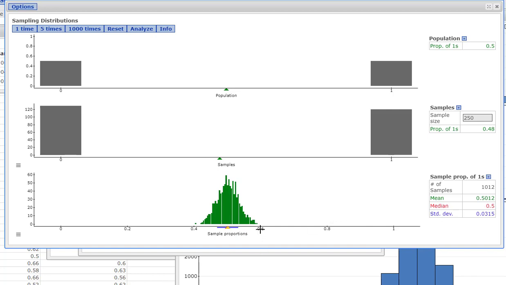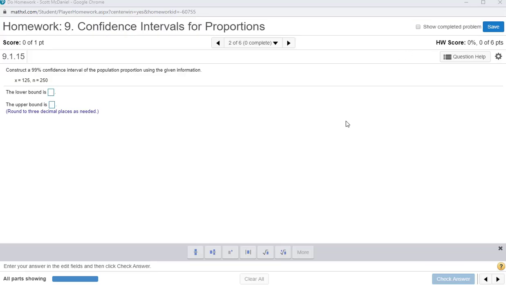The question is, we don't know which one of these samples we actually got. So we're going to reverse engineer this and go back. Let me show you what I mean. Again, I know my p-hat is 0.5, and I need to build a margin of error around there.